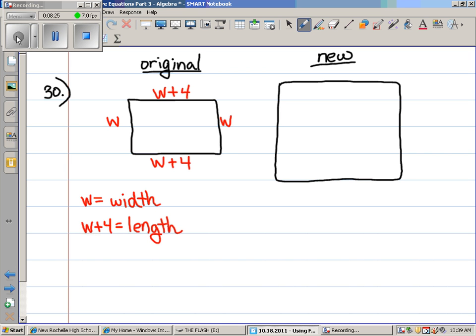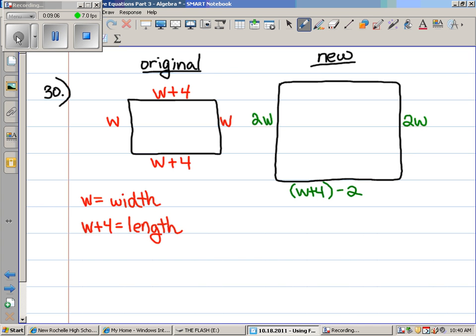What happened to our new rectangle? Let's see. The width is doubled. What's doubled mean? Yeah, it means times by 2. It's twice as big. So in our new rectangle, the width is 2W. And then what happened to our length? It decreased by how much? It decreased by 2. So what's our new length? Close. Close. It's the original one. It's the original one decreased by 2. So how much is that?